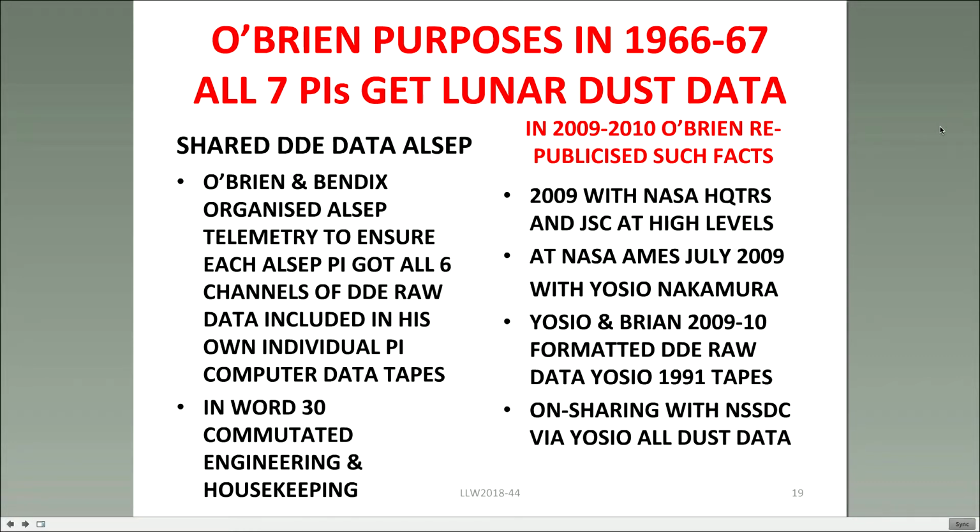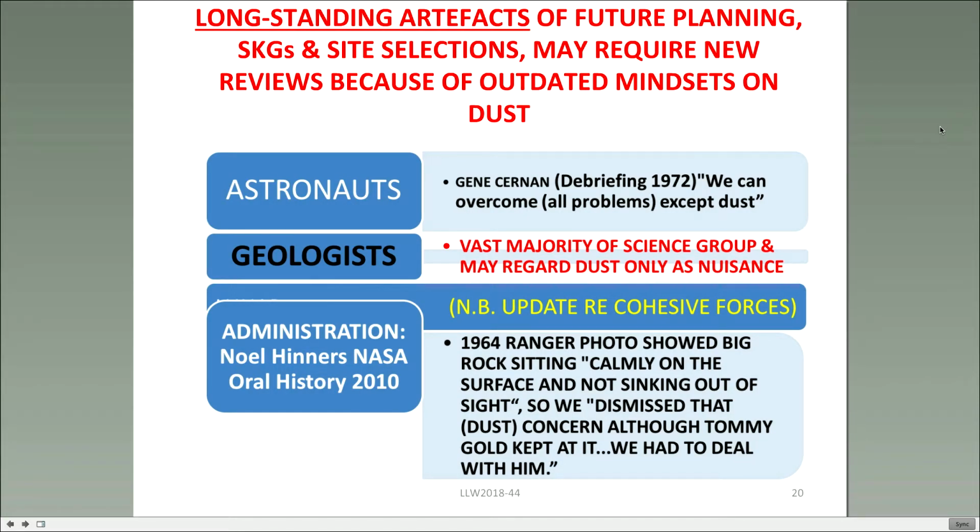Okay, we can just make the point that from the start, the arrangements were made for every principal investigator to get all the measurements by the dust detector. And every principal investigator's tape for his experiment contains the dust detector information in Word 33. Next slide. This is a wrap-up of the astronauts' views of the importance of dust, my interpretation of geologists' views, which is that it's a bit of a nuisance, and the administration views harkening back to 1964. Thank you.